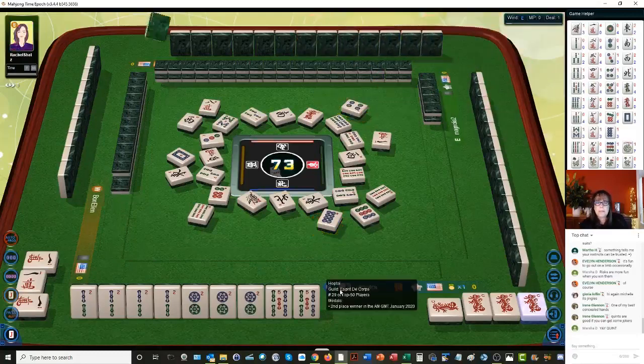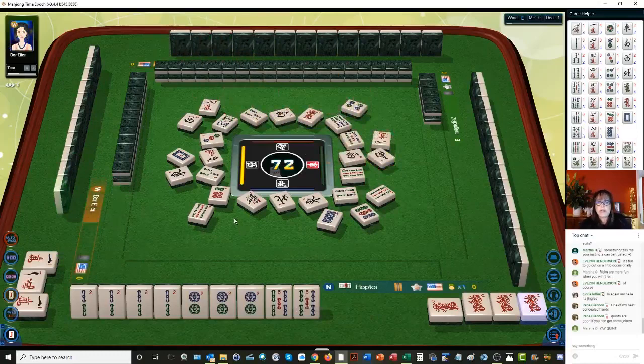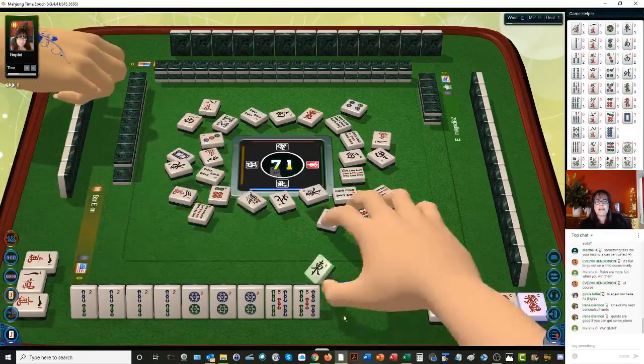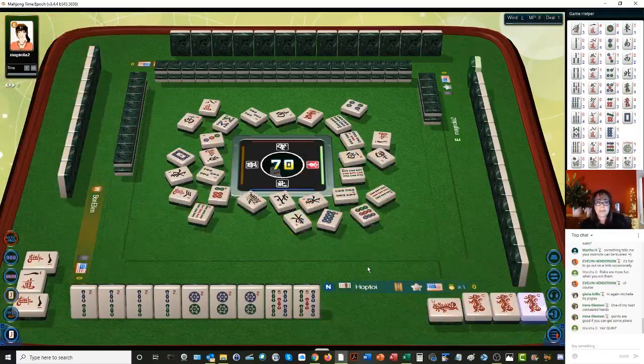Four dots. What I'm hoping is that someone needs the five bam and they just weren't ready for it. South wind. Like maybe this player to our left is playing 1-3-5 in mixed suits. Three characters. Oh, I guess not. They would have needed east, that wind. Three crack. They are playing either nine dots, either a year hand, or they're playing consecutive run.